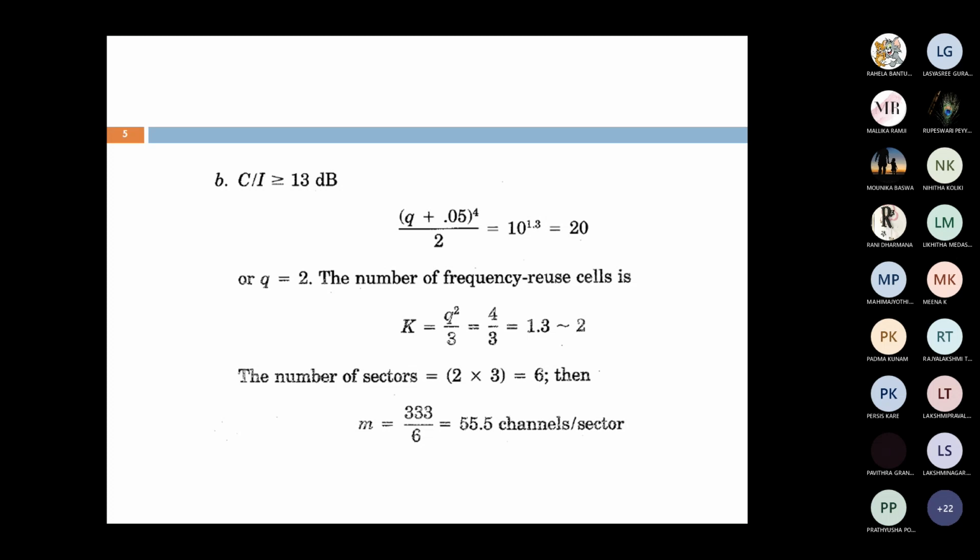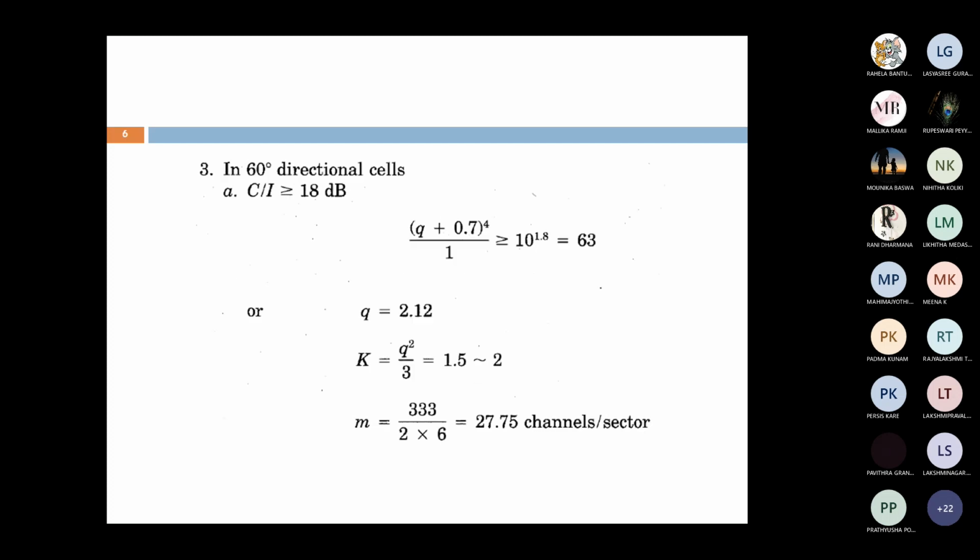We have to assume K equal to 2. Nothing but how many number of cells? 2 cells based upon K value. How many sectors? It is 120 degree, 3 sectors. That is 2 multiplied with 3, which is equal to 6 sectors total. The total number of sectors are 6 sectors. Then the total number of channels per sector, M equal to 333 divided by 6, which is equal to 55.5 channels per sector.